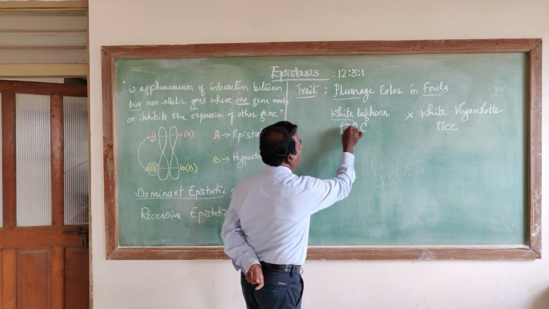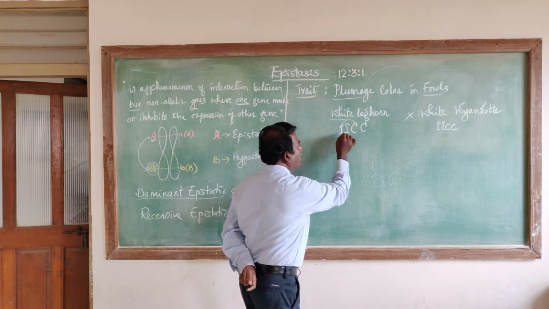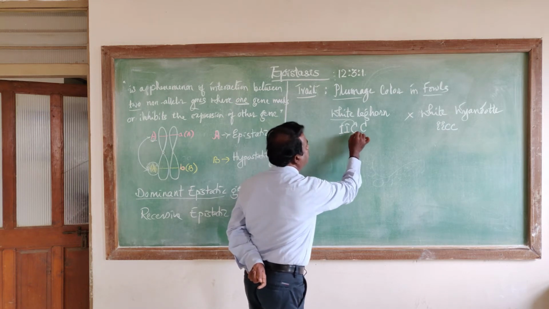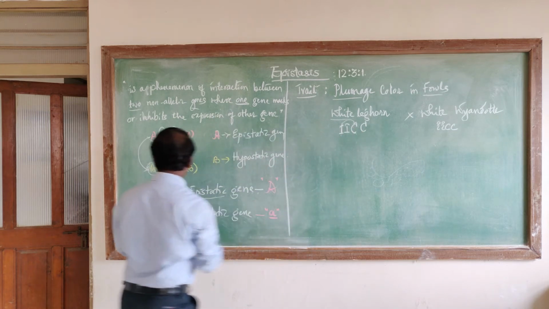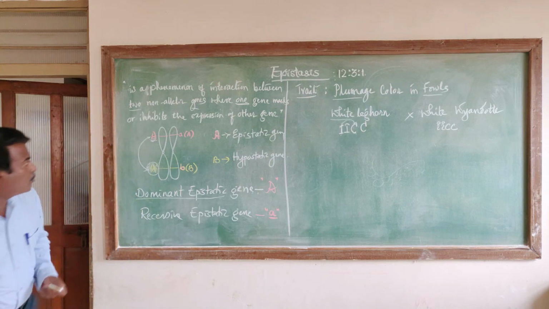In this way you can understand, and the location of this capital I on the chromosome is said to be the epistatic locus, and the position of this capital C on the chromosome is the hypostatic locus. I will show that to you once more.